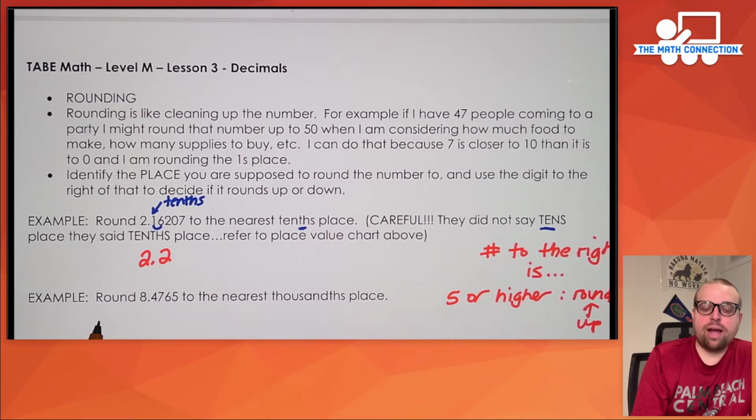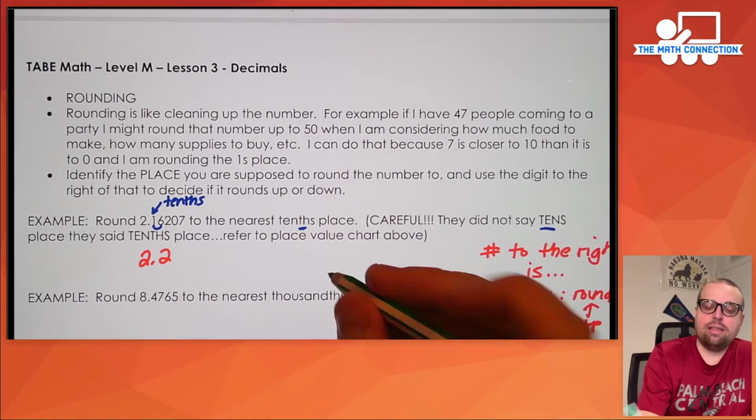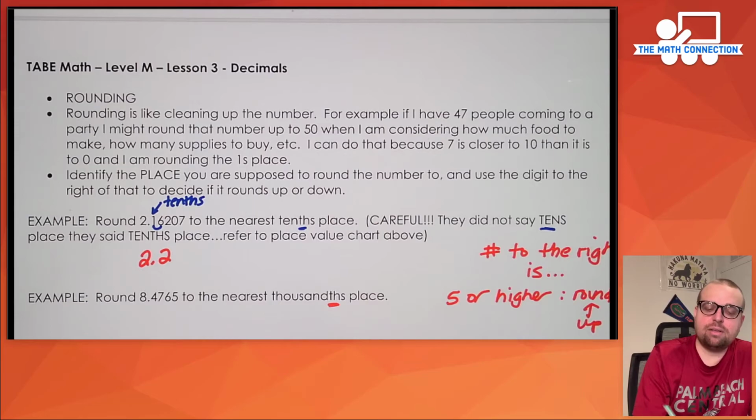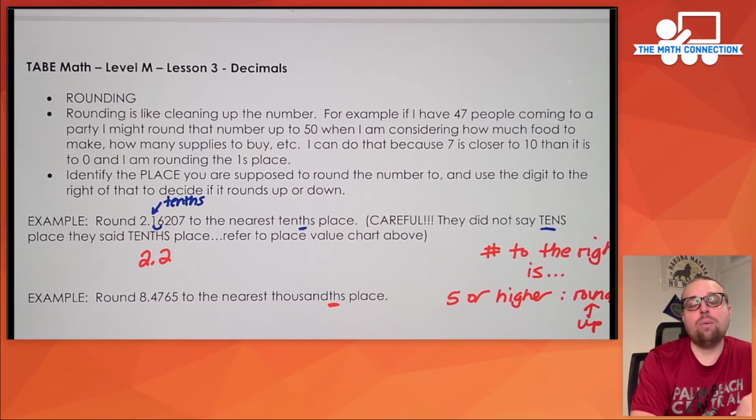Next example is round 8.4765 to the nearest thousandths place. Thousandths place means that we're looking at one of the numbers that's in the decimal place value. I want you to pause the video, refer to your chart for the place values, and then round this number and see if you get the correct answer.